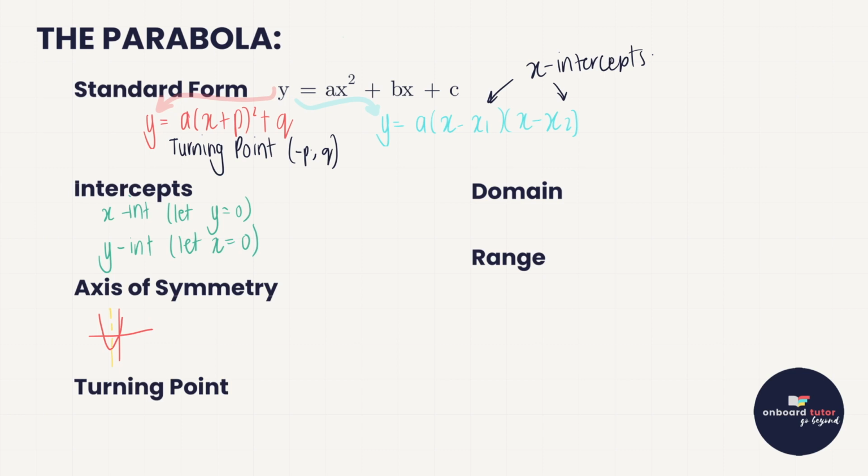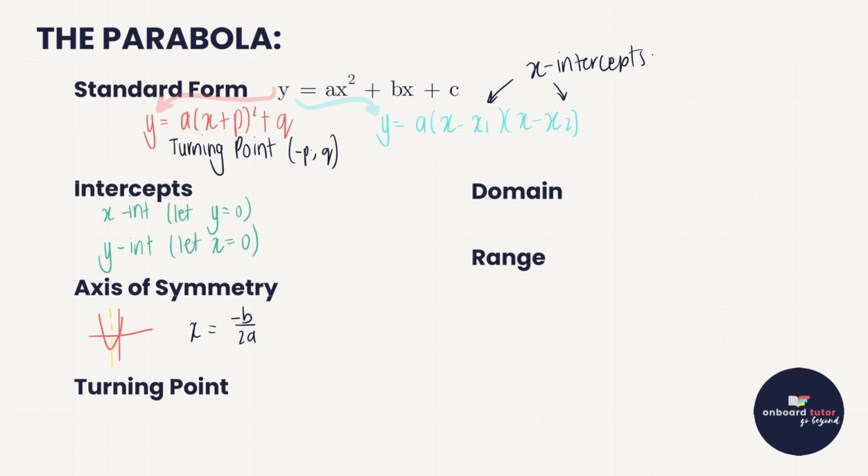And the axis of symmetry has an equation. It's an x line because it just goes through the x-axis, and it's x is equal to minus b over 2a. So if you've got this standard form of the equation, then you can take the b value, minus b, over 2a. Just worth noting that if you multiply out the turning point form, or this intercept form, it will take you to this standard form. So x equals minus b over 2a is something that you can always use.